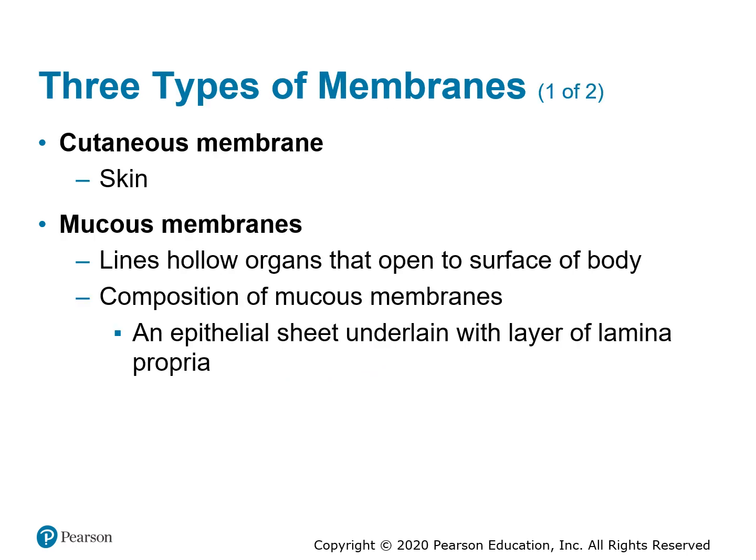There are three main types of membranes that we're going to talk about. Your cutaneous membrane, that's just your skin. Your mucous membranes, those line all of the hollow organs that open up to your body. So you'll find mucous membranes in your mouth, in your nose, your anus, pretty much anywhere that opens up to a body surface.